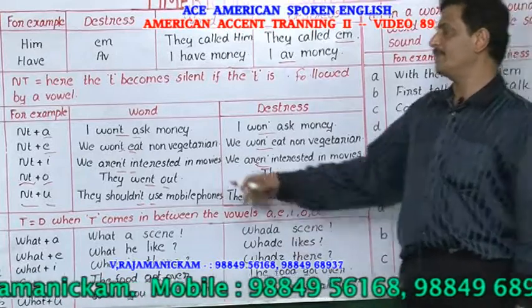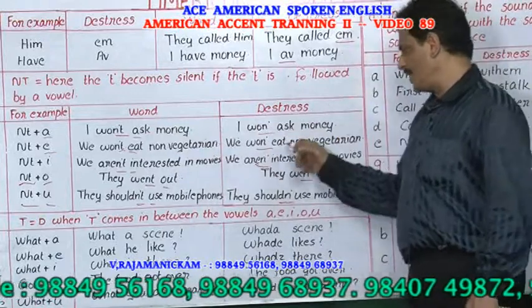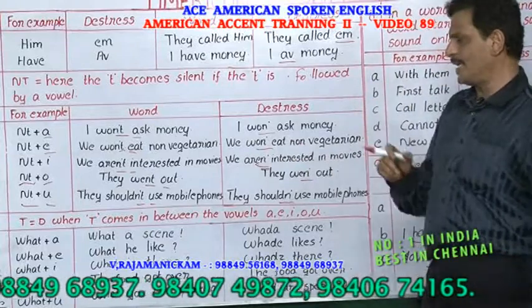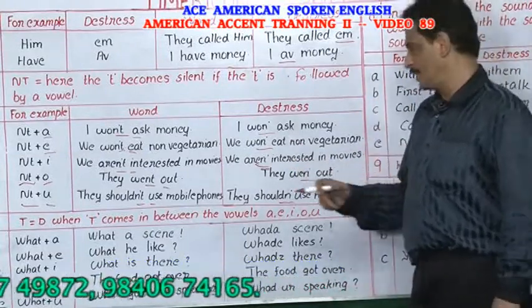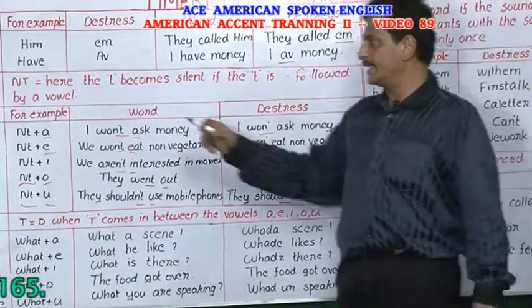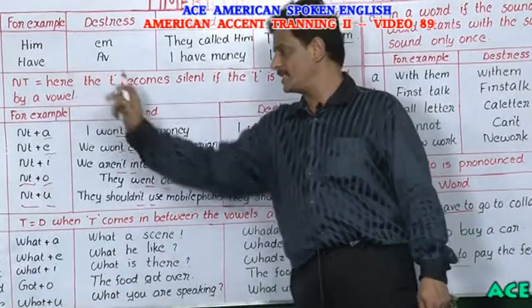Right, sir? Say everybody together. We won't ask money. We won't eat non-vegetarian. We aren't interested in movies. They went out. They shouldn't use mobile phones. See, here after N, T comes, after T a vowel comes, T is not pronounced.